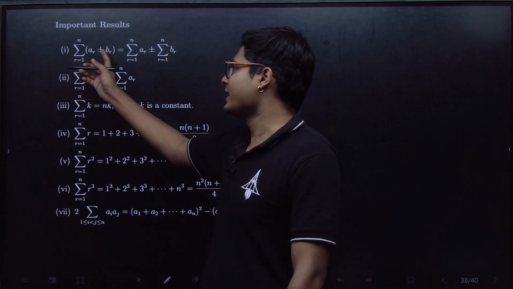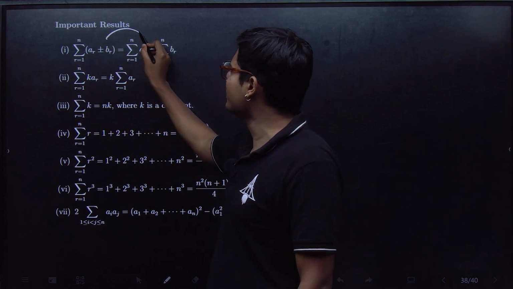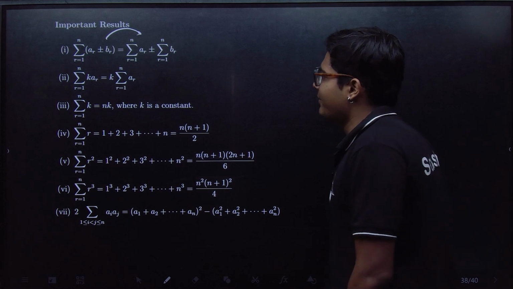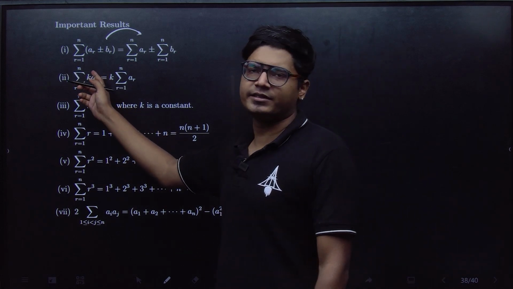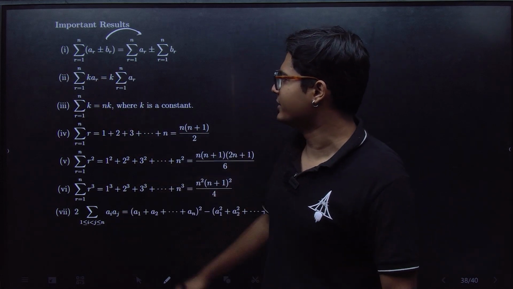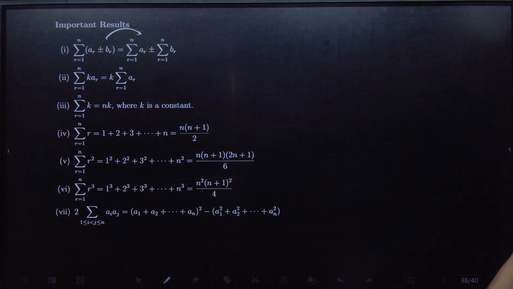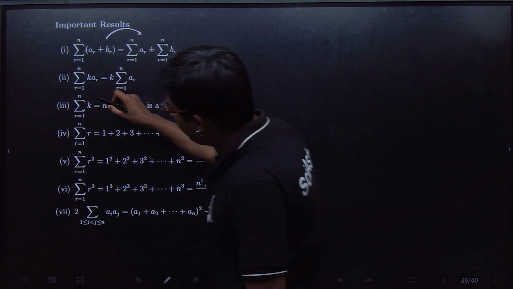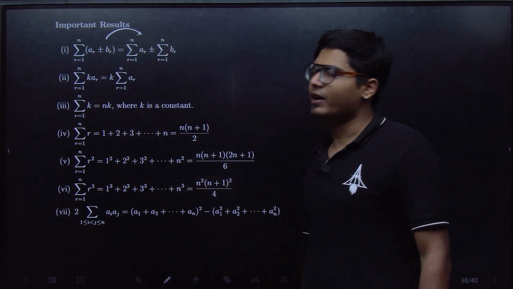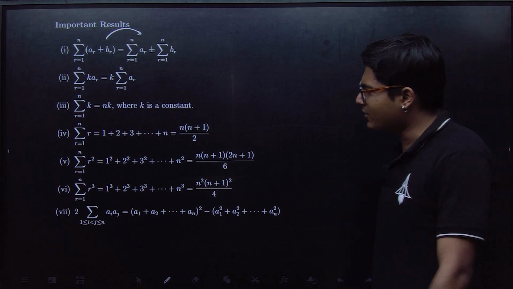Now, some important results about the sum of series that you need to remember. If you have the summation of a_r plus or minus b_r, you can split this into two different sums. Similarly, for the summation of k times a_r, you can take the constant k outside, and it turns out to be k times the summation of a_r. For the summation of a constant, you are adding the constant n times from r equal to 1 to n, so it's nothing but n times the constant.